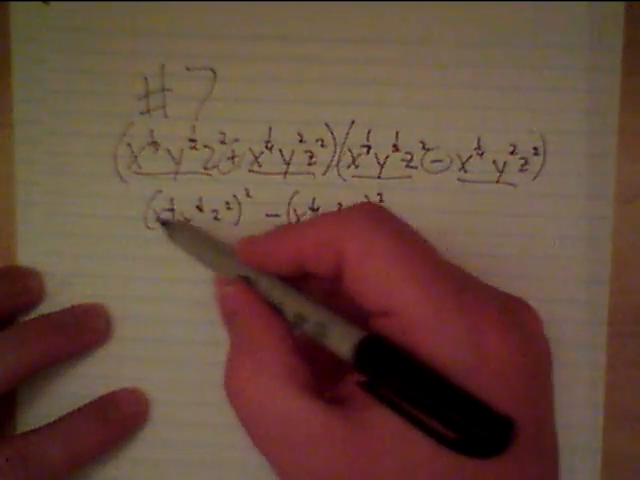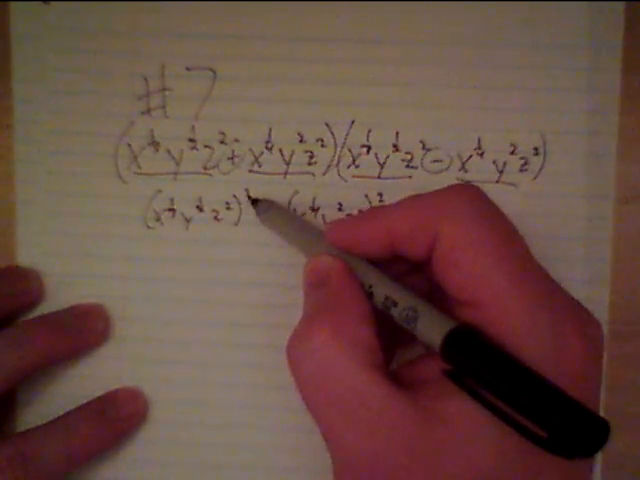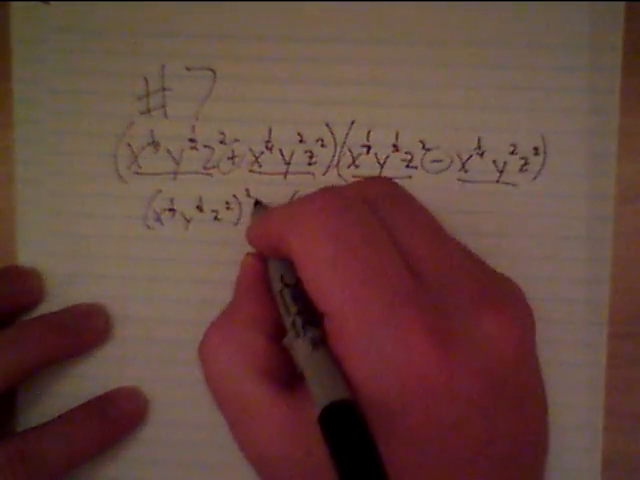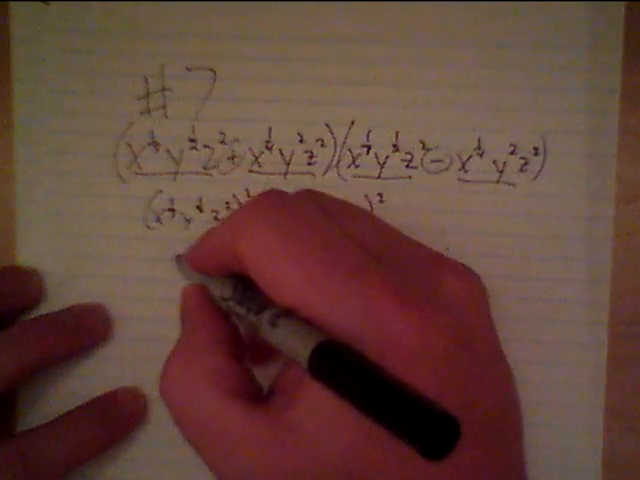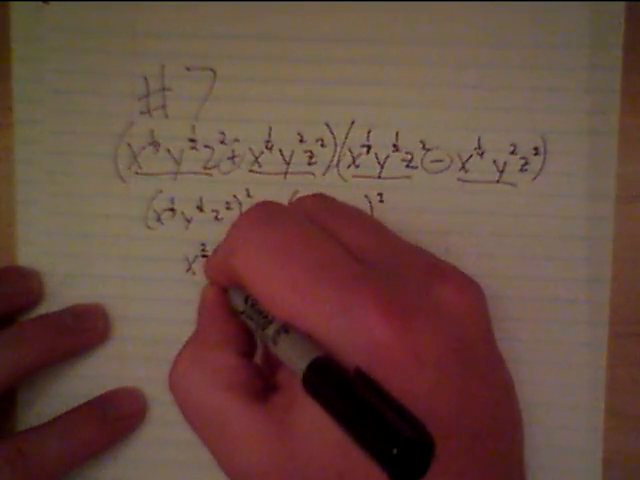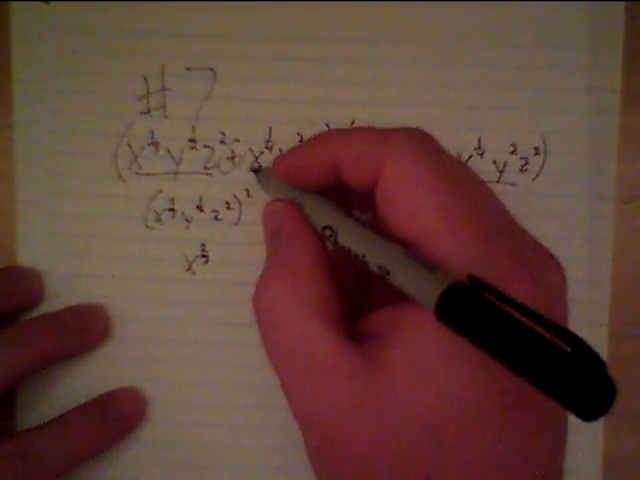When we're taking a group and taking it to an exponent, as long as there's no addition in here, we can just move this exponent down and multiply it by each exponent that we're dealing with. So x to the 1/3 squared is going to be x to the 2/3.